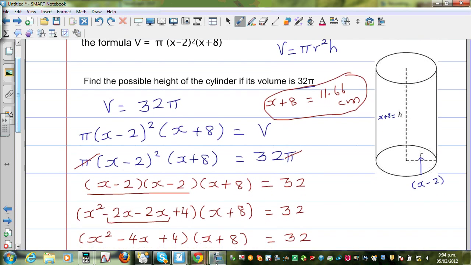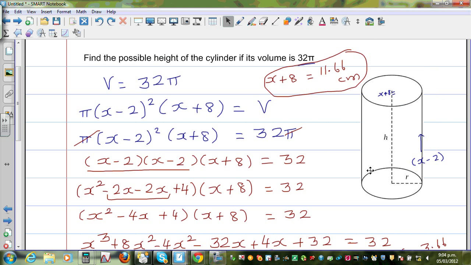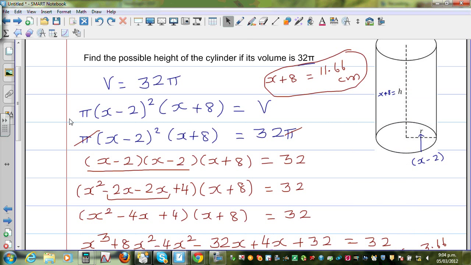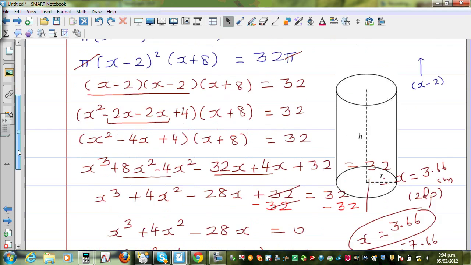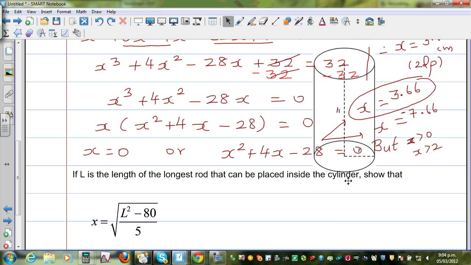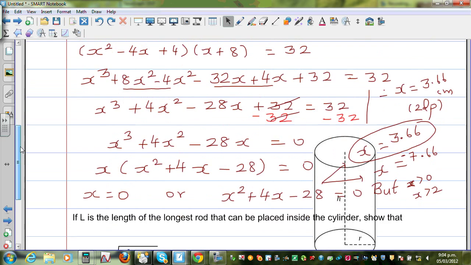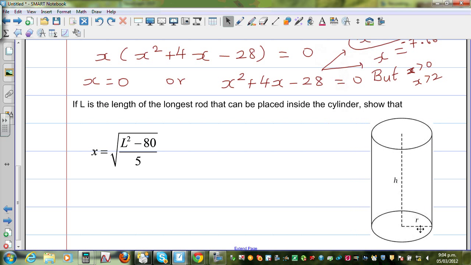Now we want to do one more question. So let's look at the question. Let me bring this down. So this is a cylinder. Let's read the question again.